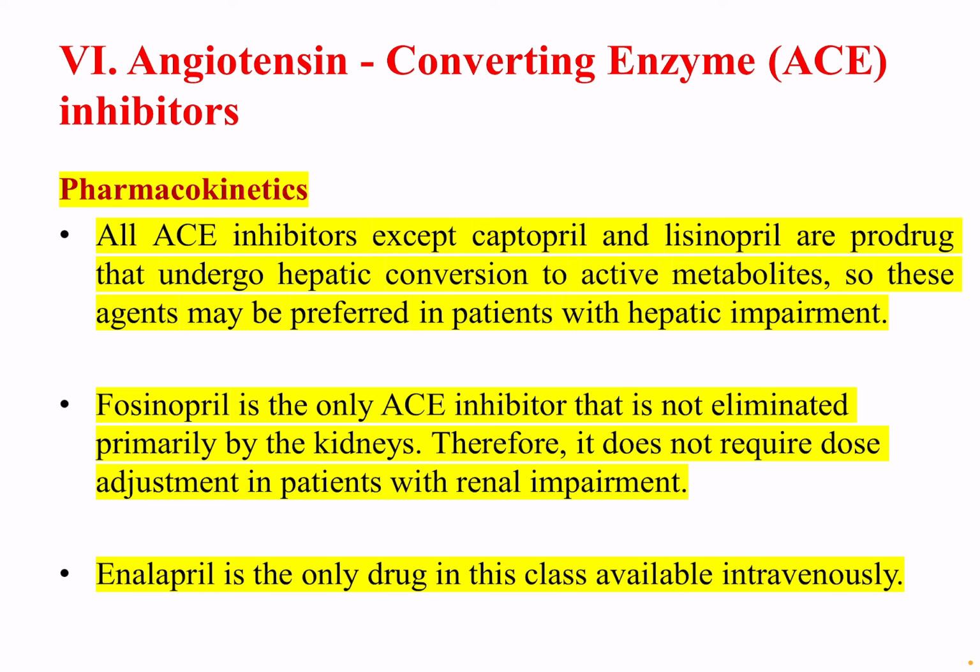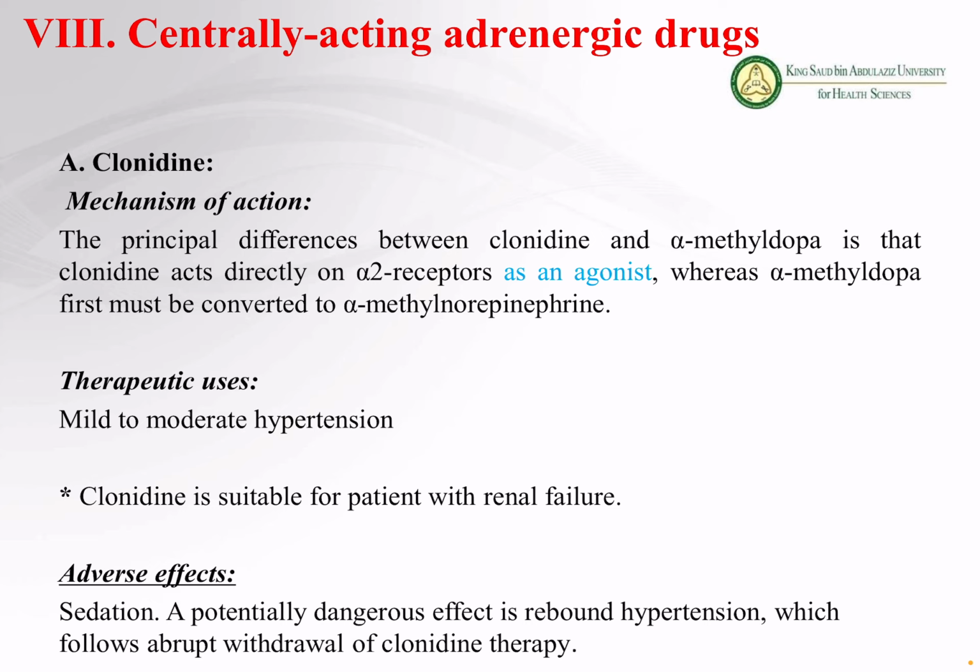Aliskiren again is contraindicated during pregnancy. Then we discussed that some drugs are called centrally acting drugs. So we have clonidine, which is a centrally acting drug, which, if you remember, we discussed in the autonomic nervous system, is an alpha-2 receptor agonist. What is the difference between clonidine and alpha-methyl dopa?